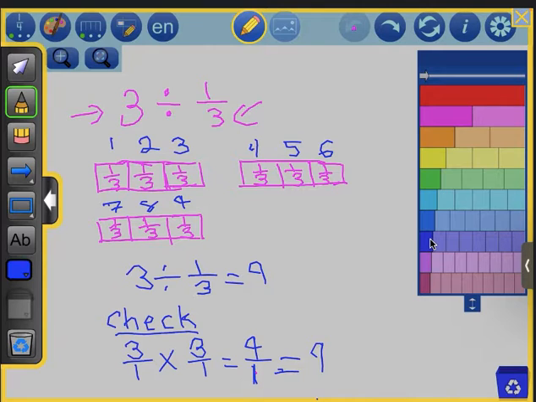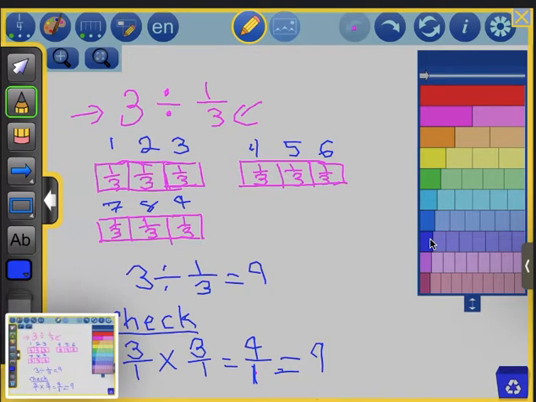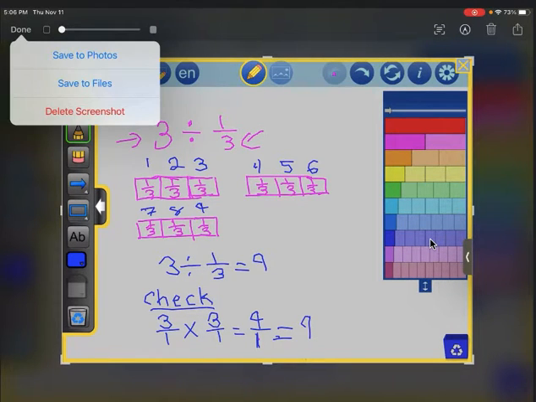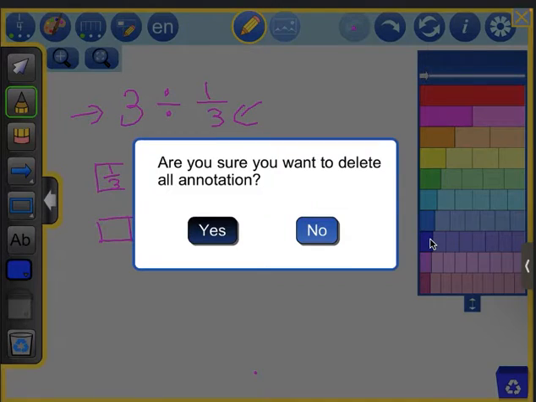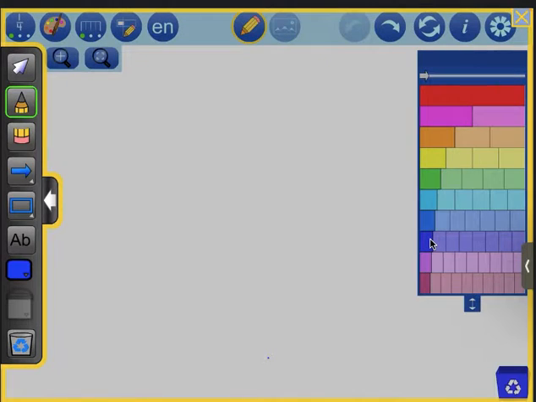So I'm going to put, actually I want to take screenshots. That wasn't a screenshot. Okay. We're going to do 4 divided by 1/4. So, I don't know why that's the worst 1/4 ever. 1 over 4.